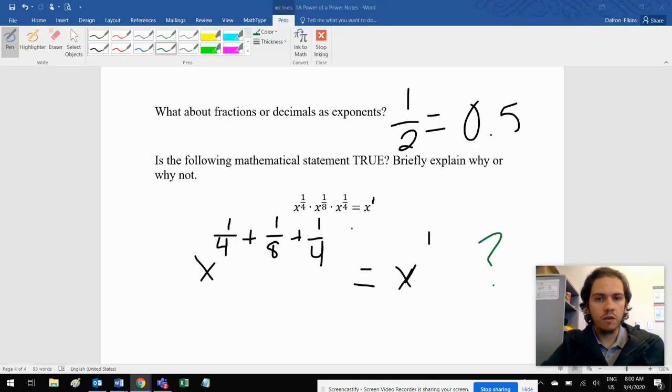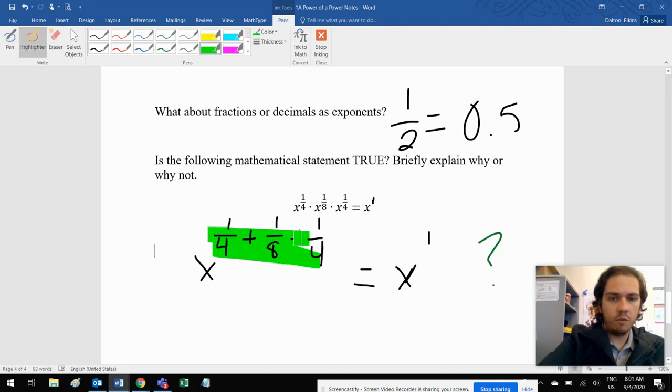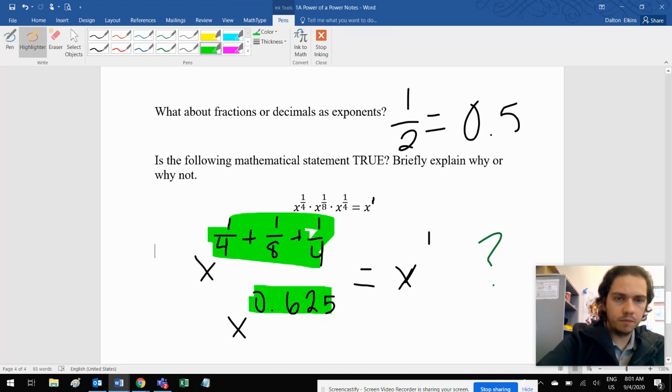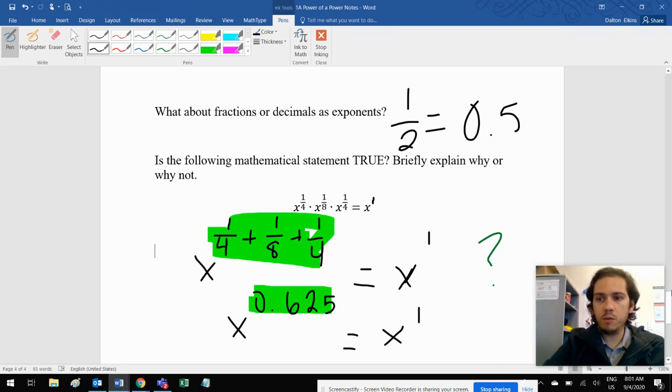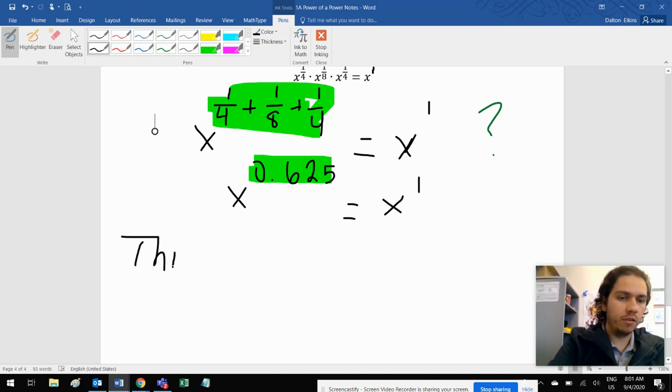Okay, so going back here, what this chunk right here is equal to is 0.625, right? So we want to ask the question, is x to the power 0.625 equal to x to the power 1? Well, is 0.625 equal to 1? No. So I'm going to say this is not true.